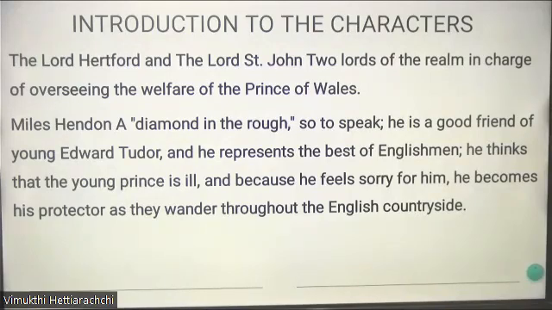He thinks that the young prince is ill, and because he feels sorry for him, he becomes his protector as they wander throughout the English countryside, right? So Miles Hendon can be identified as a very positive character. He is the person who is providing actually the support to Edward Tudor when Edward Tudor exchanged his particular role with Tom Canty, right? Miles Hendon is the person who is providing that support to him because Miles Hendon is actually from British military. He is under the wrong impression that this particular boy is ill. So, because of his attitude, he provides some kind of security to this particular boy, right? So, they are the basic characters that we have.